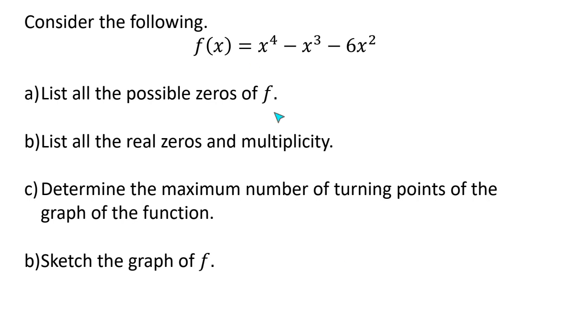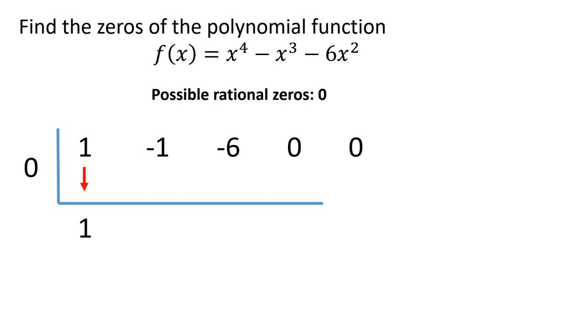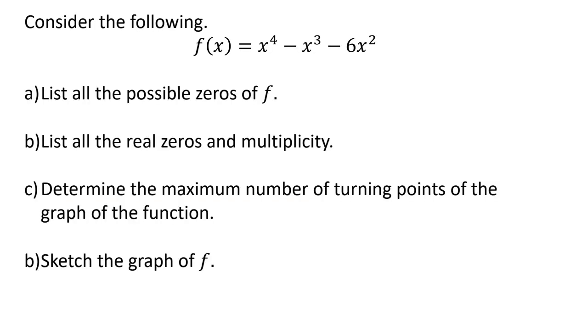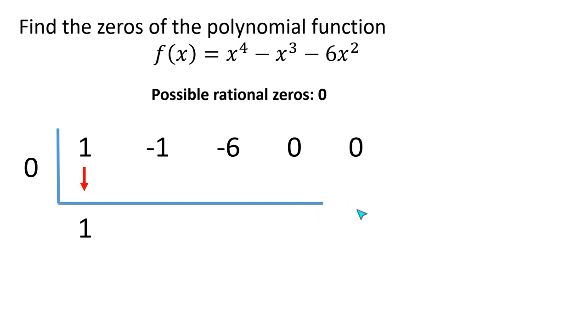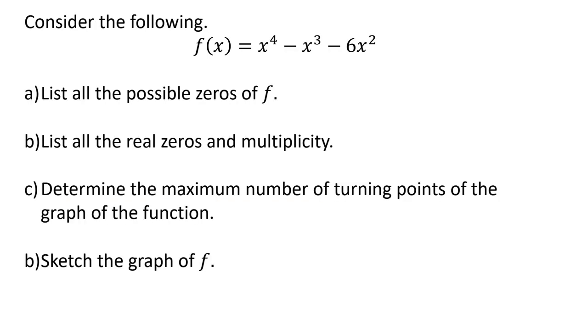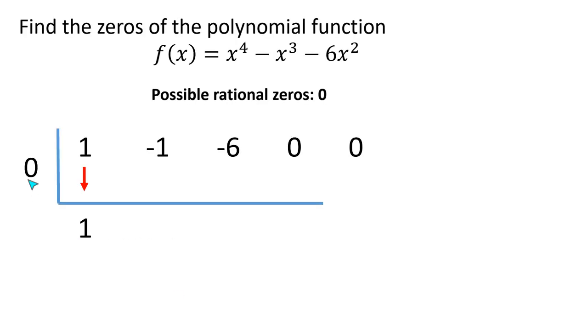So let's do a problem where we have to do everything. So here we have x to the 4th minus x cubed minus 6x squared. Again, if you can factor out the greatest common factor, then you want to go ahead and do that. I'm going to solve it using a different method. So I'm going to use the rational zero theorem. My constant is 0, and my leading coefficient is 1. So I'm only going to have a possible zero of 0. So I'm going to test 0.